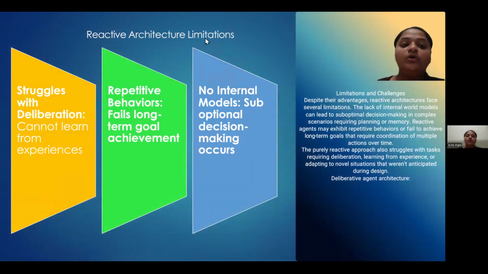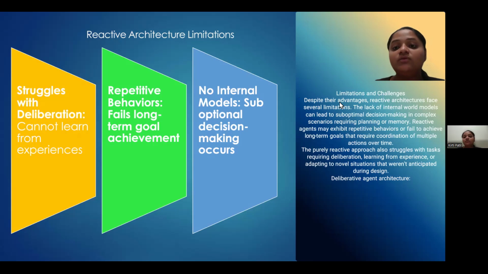So let's move forward to our first point, reactive agent architectures and their limitations. So what are reactive agents? Reactive agents are those which immediately respond to stimuli without planning. Their behavior is governed by simple condition-action rules. This allows for fast, efficient responses, making them suitable for tasks like obstacle avoidance. However, reactive agents lack memory and cannot plan or reason about future consequences.